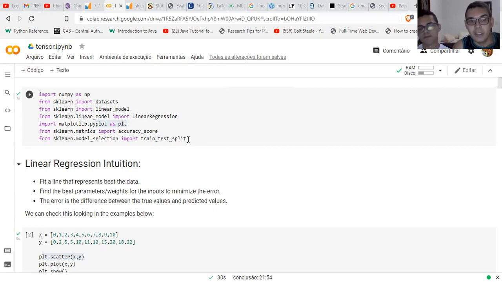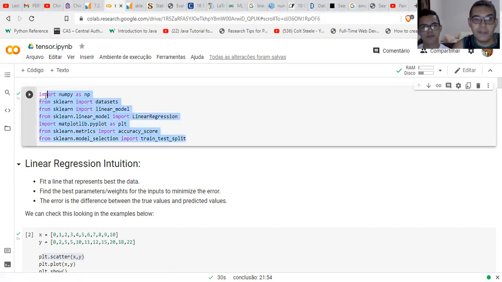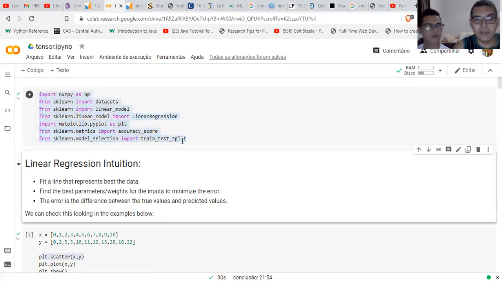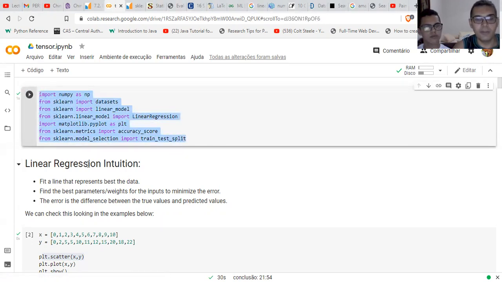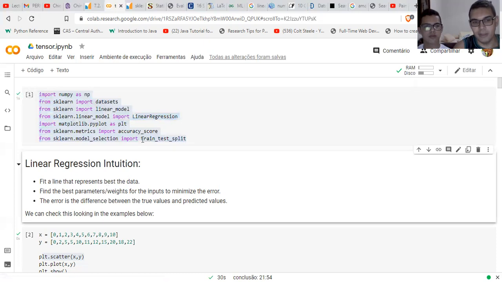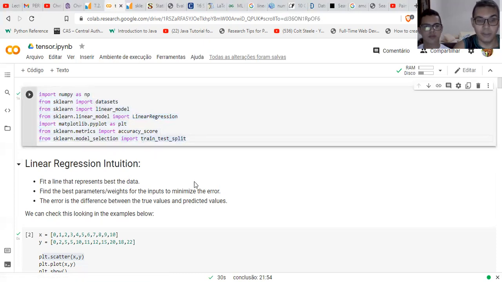Okay, this first block is just a couple of imports. You guys don't have to remember that. When we need to use any of those imports, we are going to tell you. So don't worry about this first block. The first thing that we have to know is what's a linear regression problem.